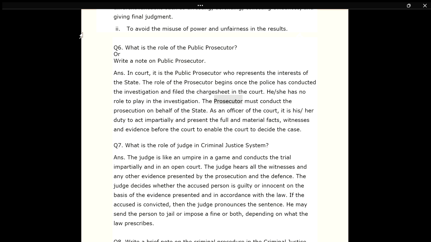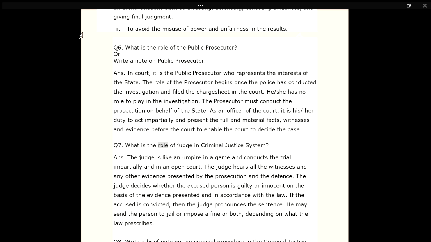The prosecutor must conduct the prosecution on behalf of the state. As an officer of the court, it is his/her duty to act impartially and present the full and material facts, witnesses and evidence before the court to enable the court to decide the case.